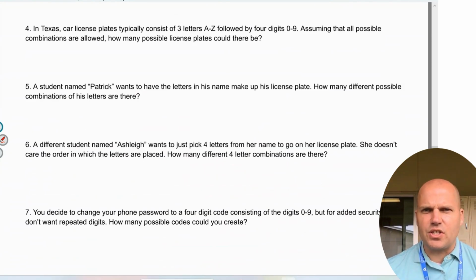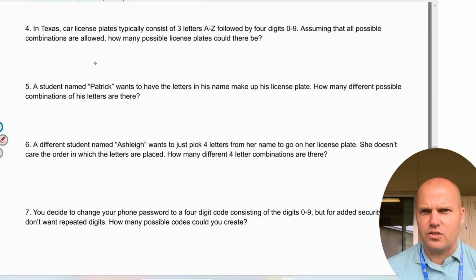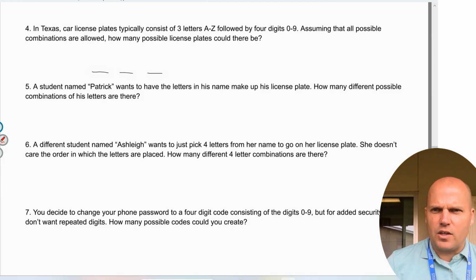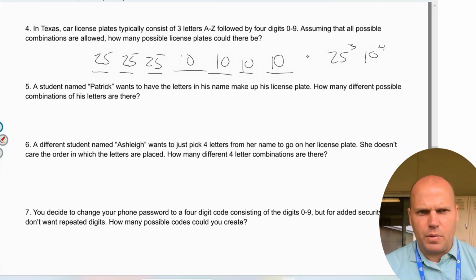Texas car license plates consist of 3 letters followed by 4 digits, assuming that all possible combinations are allowed. How many possible license plates could there be? So I'll have 25 letters 3 times, and then I'll have 10 digits 4 times. So that'd be 25 cubed times 10 to the 4th possible ways.